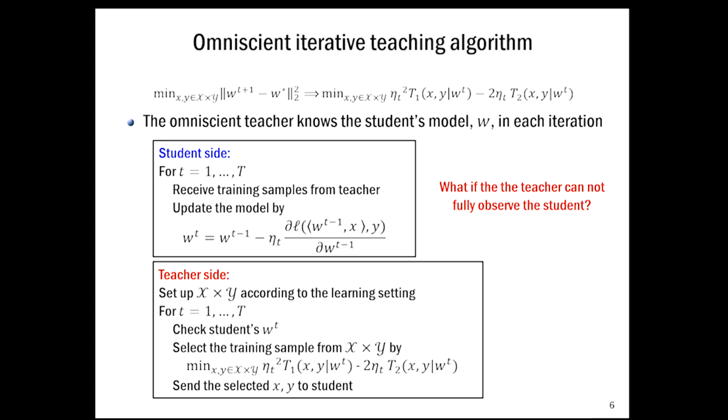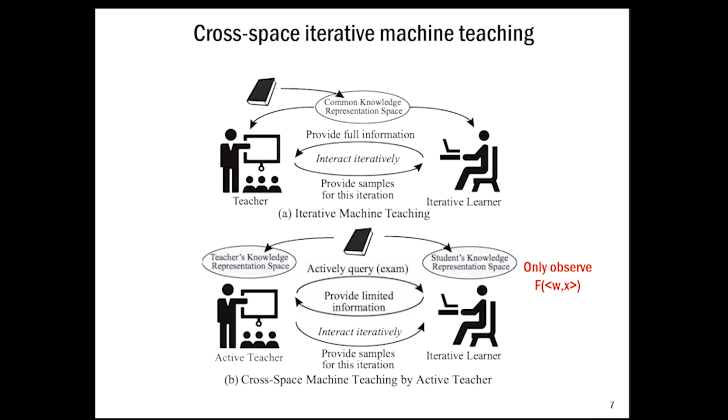But now the more challenging case is, what if the teacher doesn't get to observe the student parameter W_t, and in more complicated cases, sometimes the teacher's feature space and the student's feature space are not the same? That's the new setting we call cross-space machine teaching. The teacher's feature space and student feature space may not be the same, and also you don't get to observe exactly the student's parameter W_t. You only get to query the student by asking questions. The student will return the inner product between his W_t and the data point inputs, potentially after a transformation F. So that's the cross-space iterative machine teaching problem.